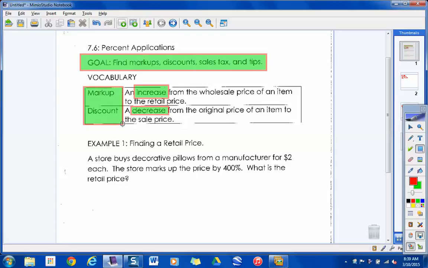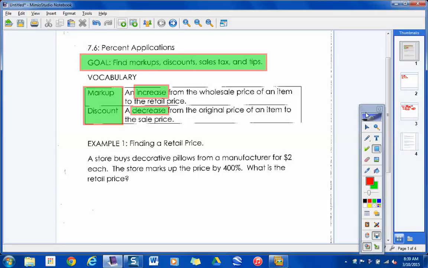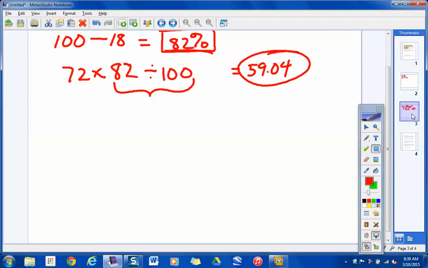Isn't that just exactly the same as the stuff we've been doing right here? It is, isn't it? I'm going to give you a certain percent increase or a certain percent decrease. In this section, I'm going to say a percent markup or a percent discount. It's going to be the same thing, right?